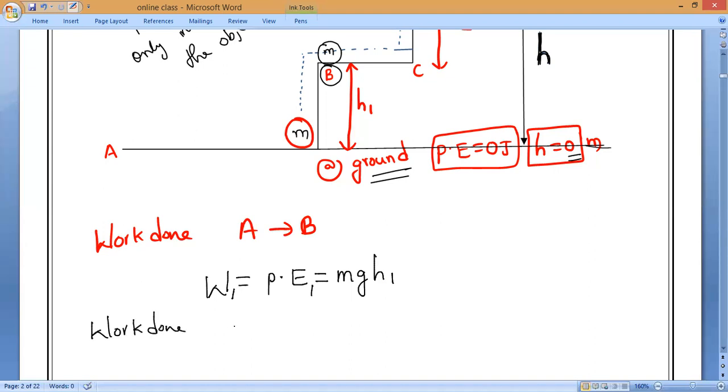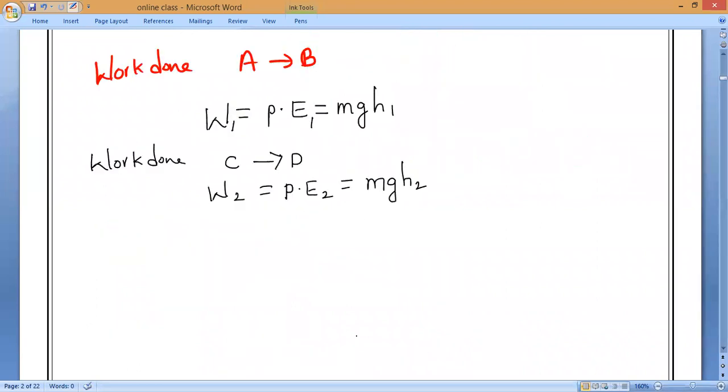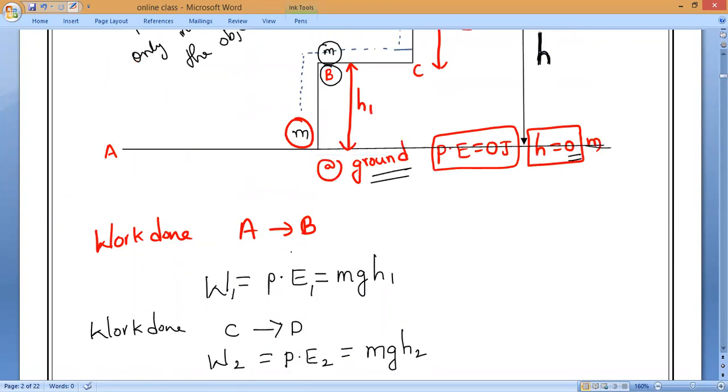Next, work done from C to D. Let me take W2. W2 is equal to, yes, please respond, P2, which is equal to what? All of you. MGH2. Now, work done from A to D. What is that, Harish? Only the initial position and final position matter.